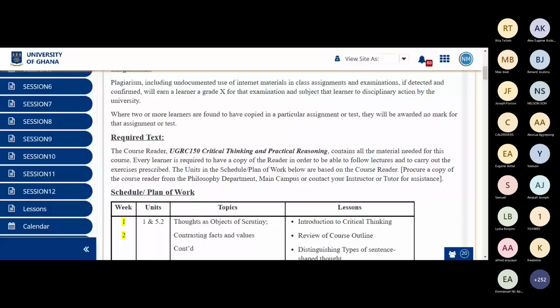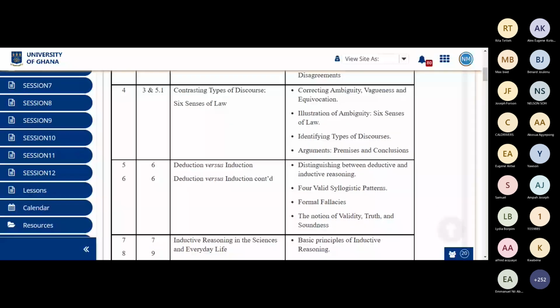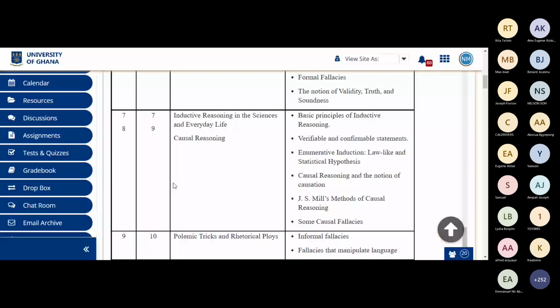We just finished with our course outline. So you go through all of that. I've done that with you. Look at ambiguity, the vagueness, equivocation. I said all of that. And I told you we'll do deduction versus induction, unit 6. Okay. Look at unit 7, inductive reasoning in the sciences. Unit 9, causal reasoning. Those of you who have the textbook, you see that we'll do unit 1, 2, 3. We won't do unit 4 because it's not substantive content.